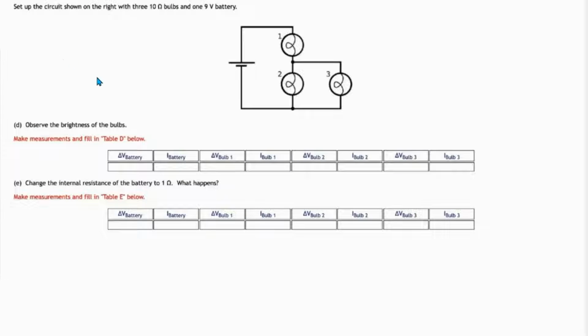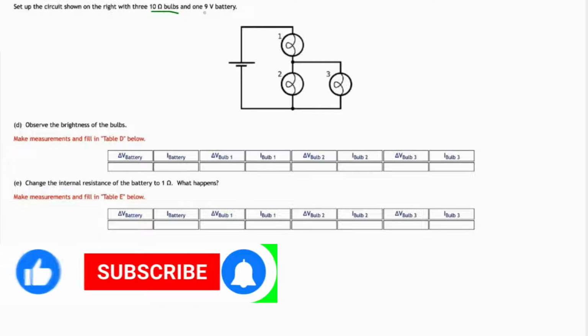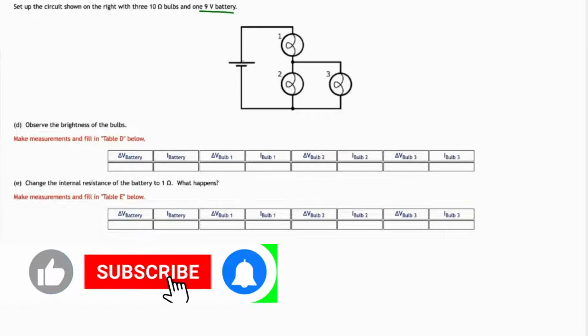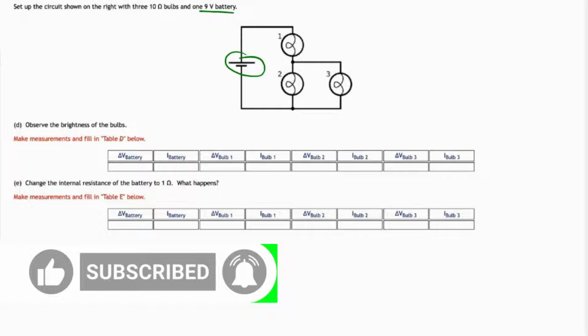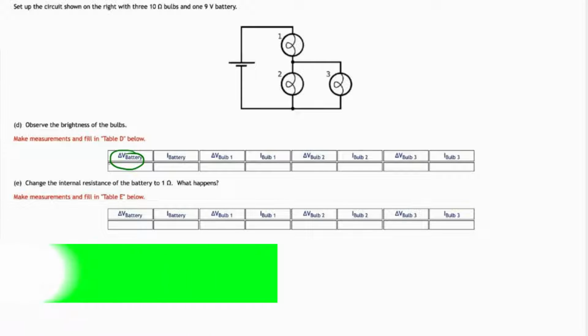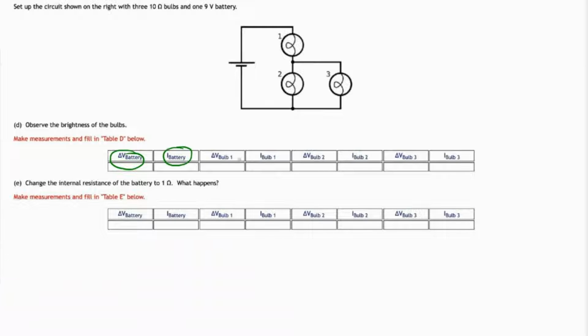In this question, the setup of the circuit is given over here on the right, with three bulbs of 10 ohm resistance and a 9-volt battery. We have to observe the brightness of each of the bulbs, as in we need to find the change in the potential of the battery, then the current through the battery, and the potential difference and the current through each of the bulbs as well.